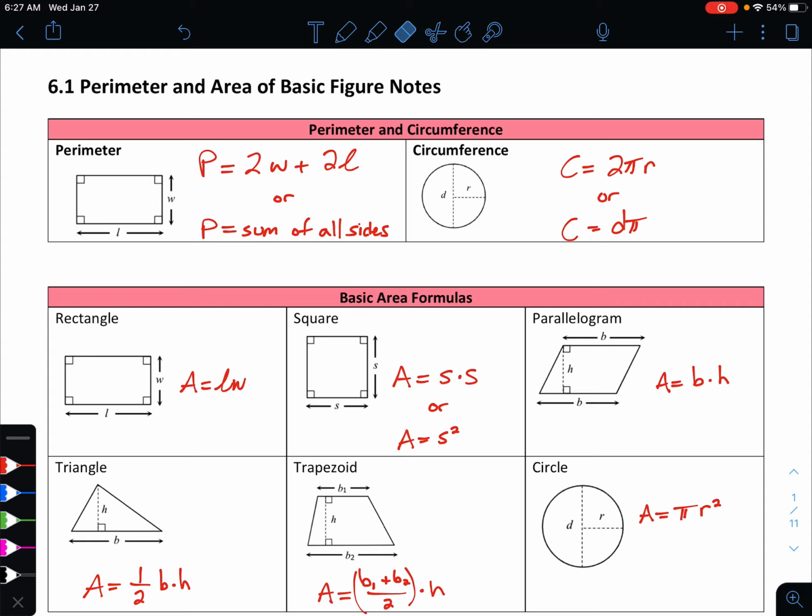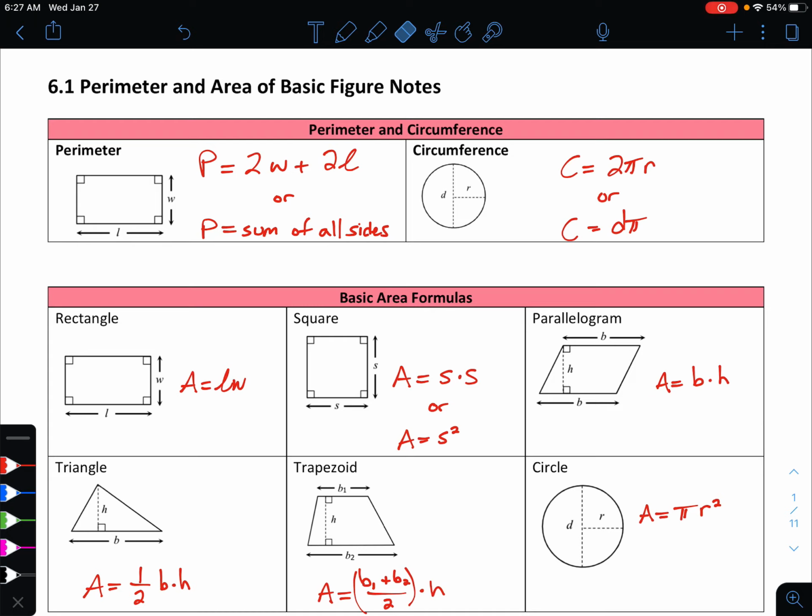What I would really recommend you do, if you have any note cards lying around, is to make note cards for each of these different figures, and on one side, to draw the figure, and on the other side, to give the perimeter or the area.